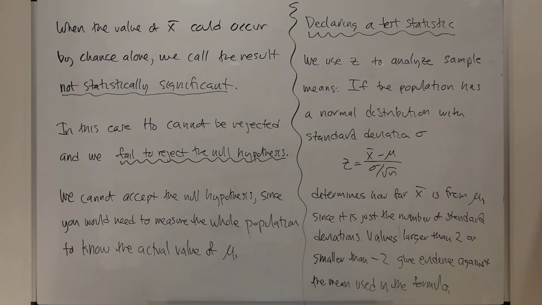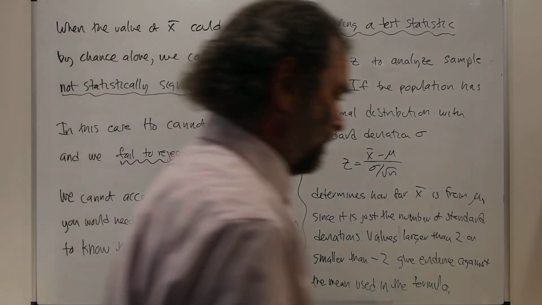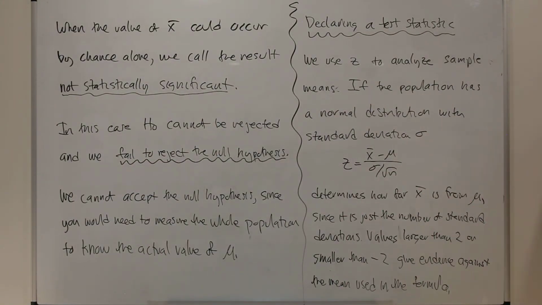You can't accept because the null hypothesis is mu is some number, and there's no way to prove mu is that number. And then we're talking about declaring a test statistic. We're going to use z as our test statistic for now. We use z to analyze sample means.